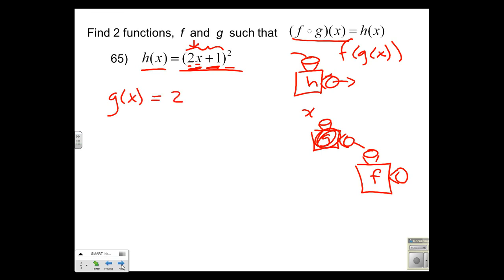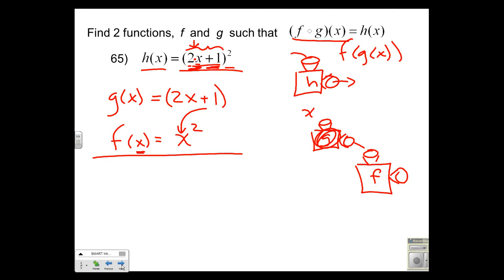If G of x takes the x, multiplies it by 2, adds the 1, what is left for F to do with the thing it delivers? It just has to take the thing that's delivered to it and square it. You can see if I drop x into g, we get 2x plus 1. Then drop that into f, we get quantity 2x plus 1 squared. As an option, we could have said g of x.